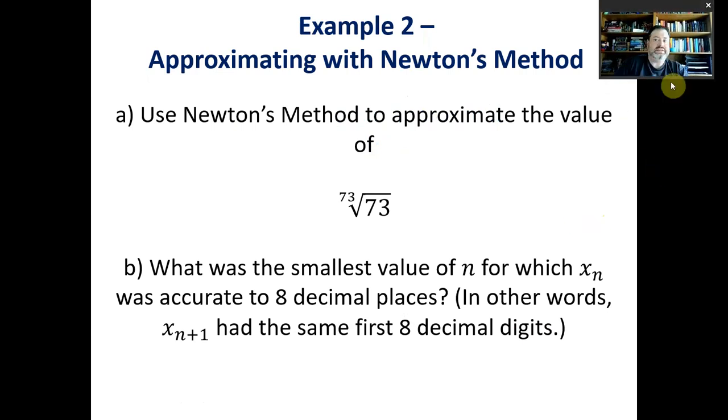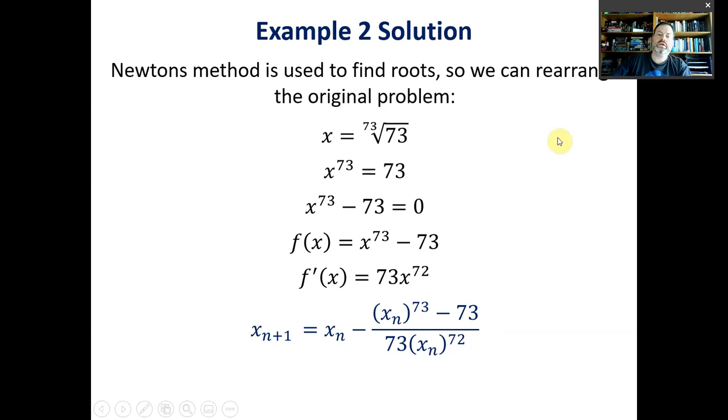So this is a really different kind of problem. Use Newton's method to approximate the value of the 73rd root of 73. So what is this? What does this mean? How do we use Newton's method to approximate a number? So here's how it works. I just put all the work up there so you can see it.